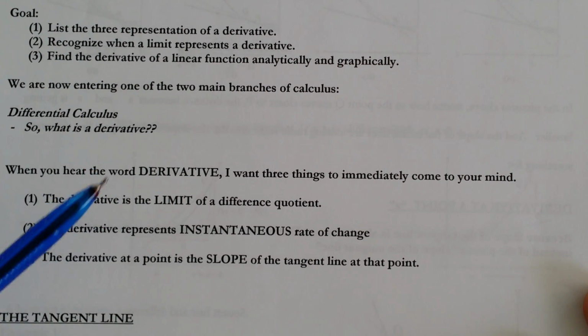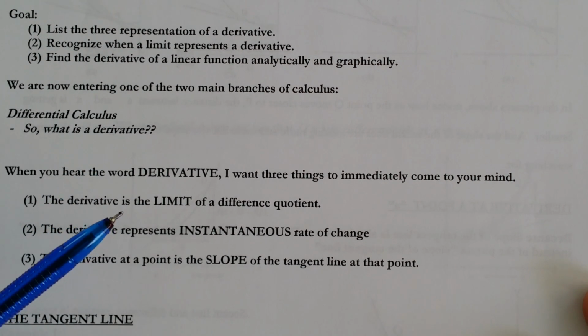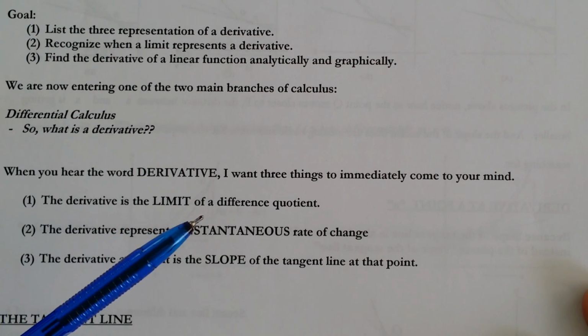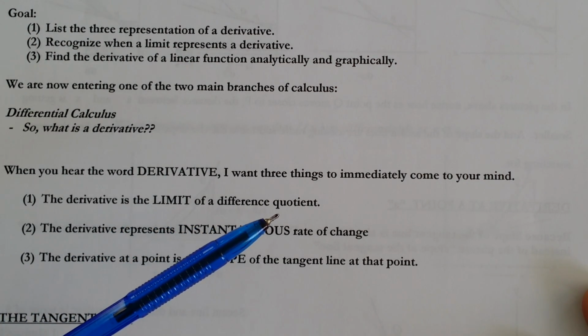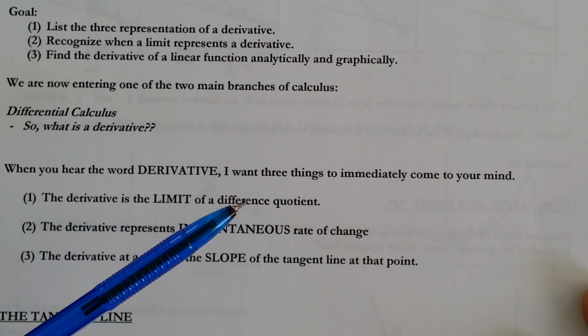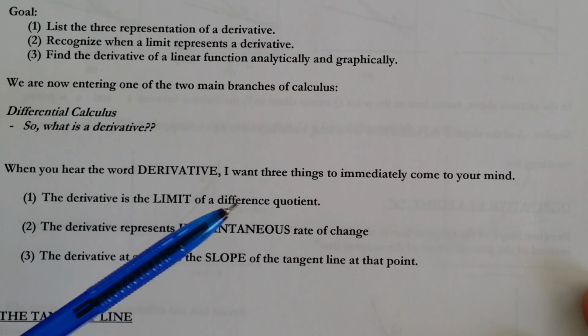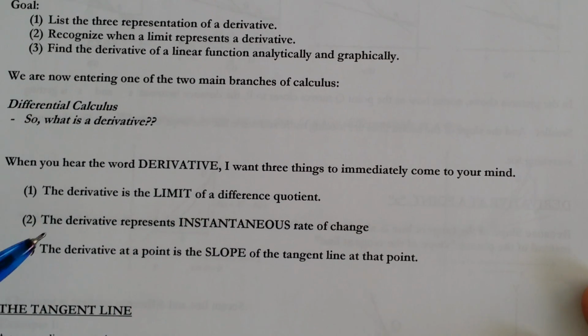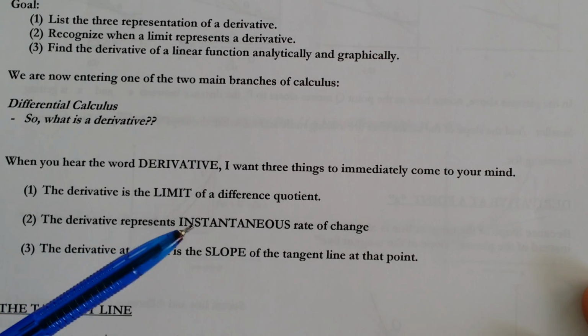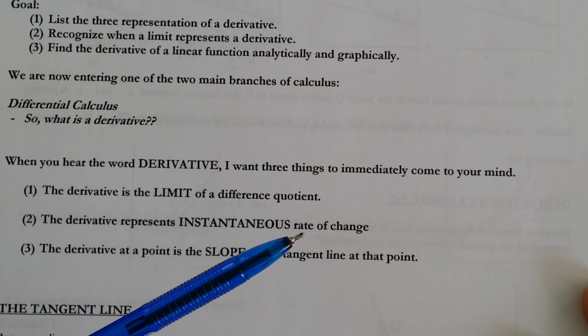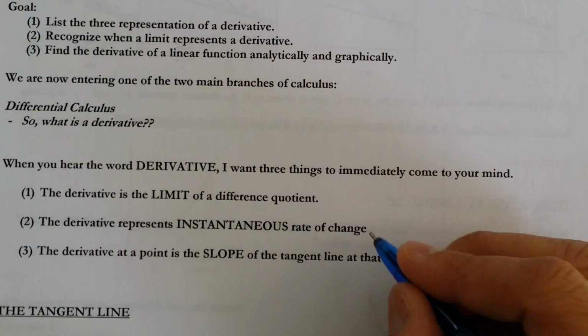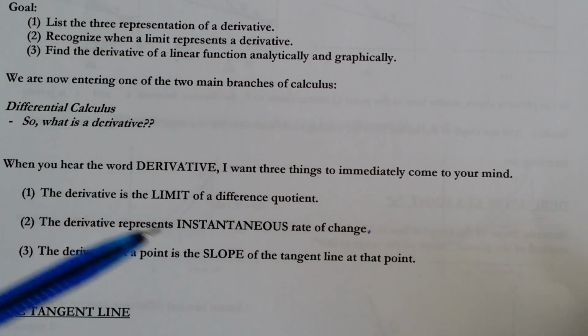First of all, the derivative is the limit of a difference quotient. I'm going to talk about this a little bit later too, so that you understand what is meant by difference quotient. The derivative represents instantaneous rate of change. Instantaneous rate of change. Now you might wonder, what the heck is that?